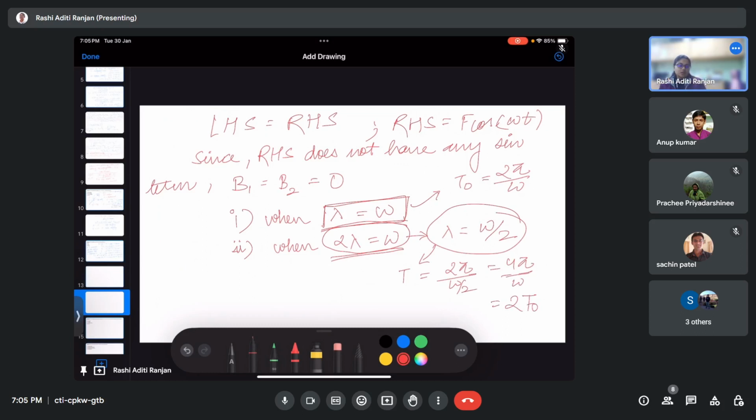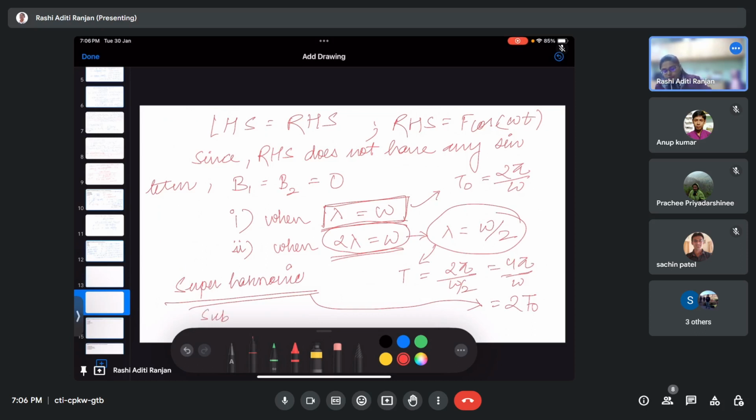Then this is where the concept of superharmonic comes in. The time period has doubled itself and the frequency has halved itself. Frequency becomes half of the forcing frequency. This is the case of superharmonic. So then what is subharmonic?